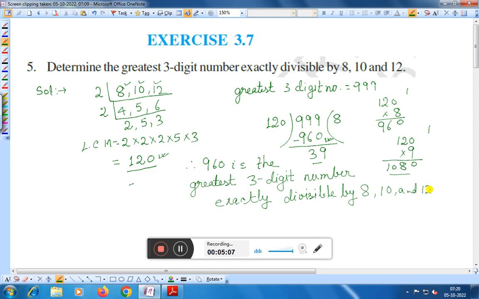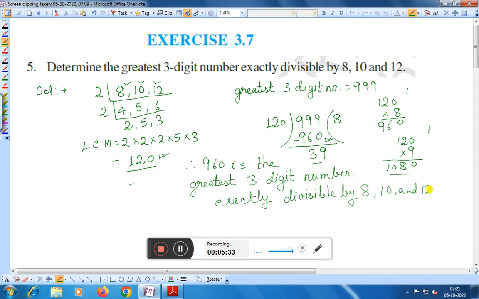That is, determine the greatest 3-digit number exactly divisible by 8, 10 and 12. Right? First of all, we find the LCM of 8, 10 and 12, and it is 120. Now, we know that LCM means lowest common multiple. If a number is divisible by 120, it will also be divisible by 8, 10 and 12. Now, the greatest 3-digit number is 999. But 999 is not divisible by 120.